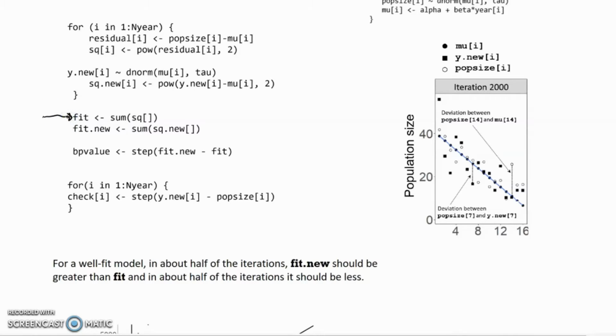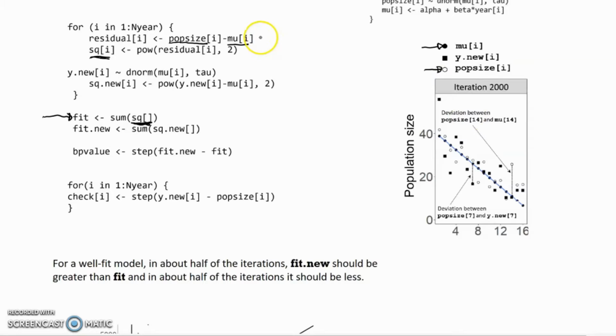And I want to start kind of as a review. Let's think about this thing, fit. So what does this thing fit here? It's the sum of these guys here. And where did these guys come from? These guys are a reflection of the difference between the observed values and the model values. So these are the model values, mu i. These are the population sizes, the observed values.